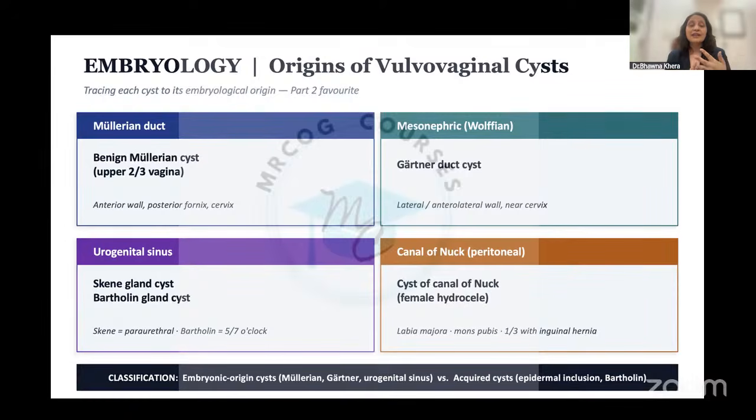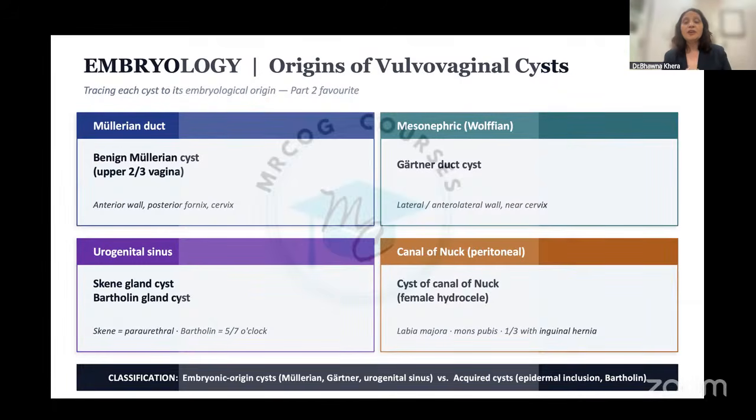Urogenital sinus: Skene's gland and the Bartholin gland cysts can be present. Skene's gland has a paraurethral location, on both sides of the urethra. Bartholin's comes at the 5 and 7 o'clock positions. Canal of Nuck: this is a peritoneal cyst, the cyst of the canal of Nuck. This is a female hydrocele, found in the labia majora and mons pubis, and one-third are associated with an inguinal hernia. So you have to be careful where it is.